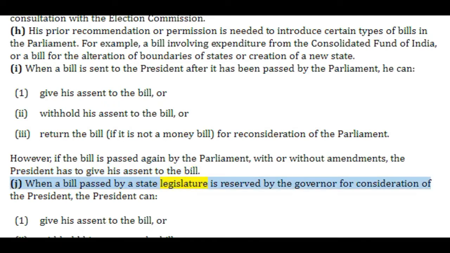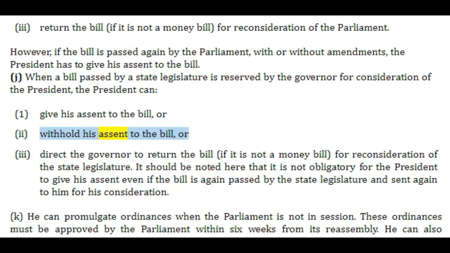j. When a bill passed by a state legislature is reserved by the Governor for consideration of the President, he can: 1. Give his assent to the bill, or 2. Withhold his assent to the bill, or 3. Direct the Governor to return the bill, if it is not a money bill, for reconsideration of the state legislature. It should be noted here that it is not obligatory for the President to give his assent even if the bill is again passed by the state legislature and sent again to him for his consideration.